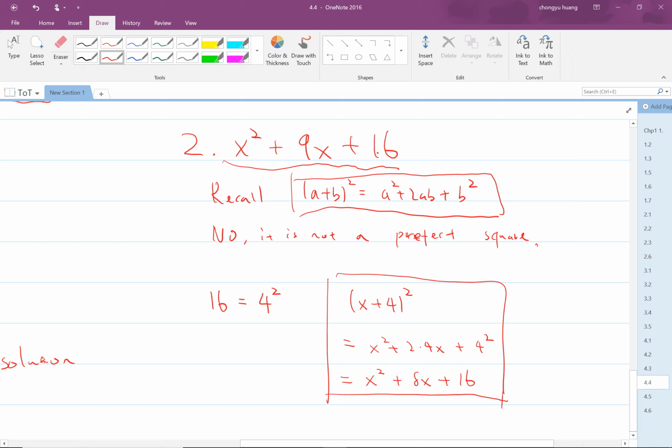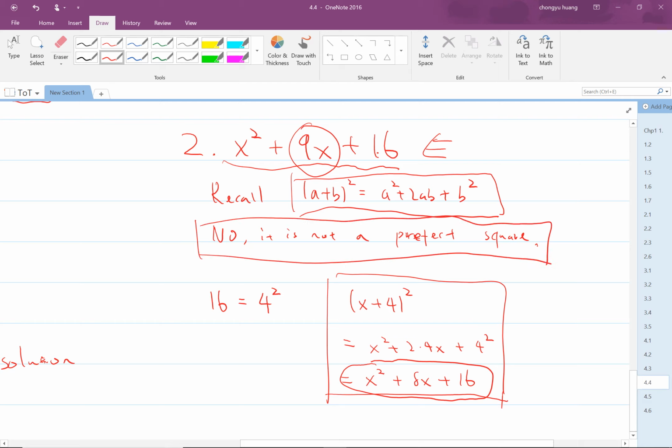Keep in mind, over here what we have is x squared plus 8x plus 16, right? And the question over here is actually 9x. So that's why you know it is not a perfect square. Okay, so that's kind of a shortcut.